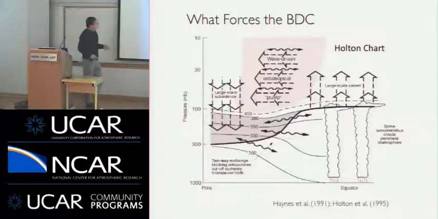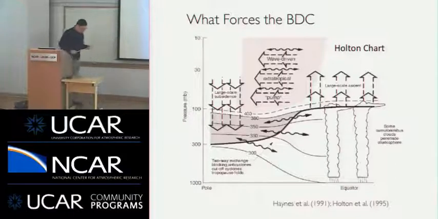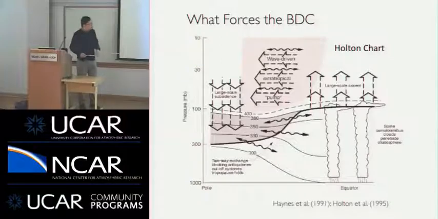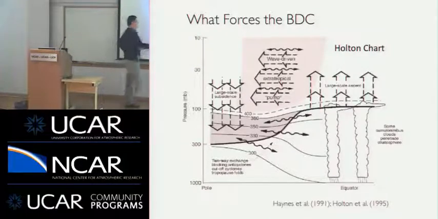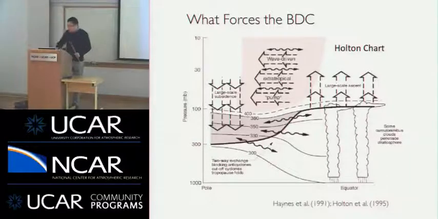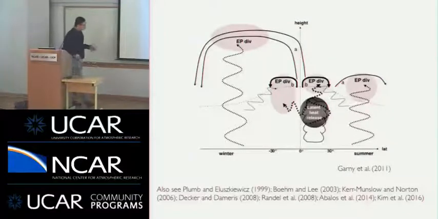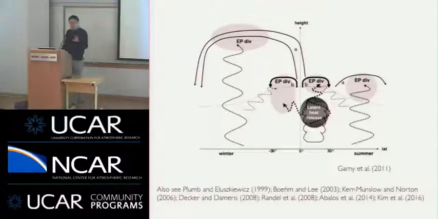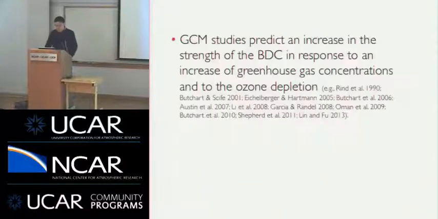The Brewer-Dobson circulation is considered to be driven remotely by planetary wave and gravity wave breaking in the extratropical stratosphere, which acts like a suction pump, pulling the air upward from the tropics, as shown by the famous Holton chart. More recent studies, including the most recent one, suggest that the subtropical synoptic wave and the equatorial planetary wave also play a very important role in driving the tropical lower stratospheric upwelling. I will come back to this point later about the mechanism.